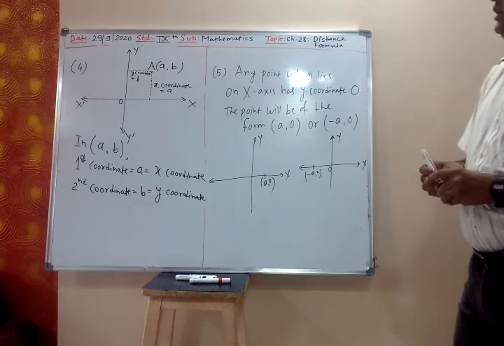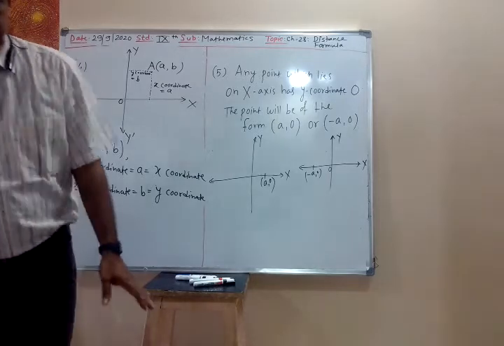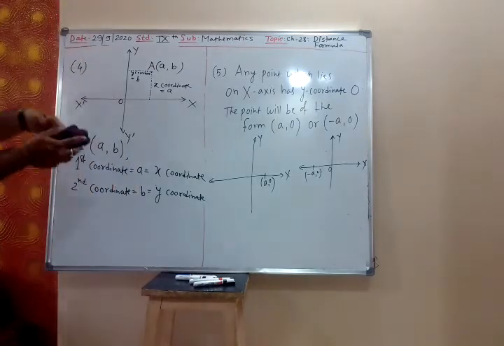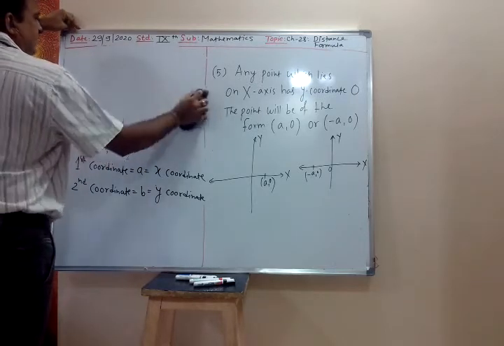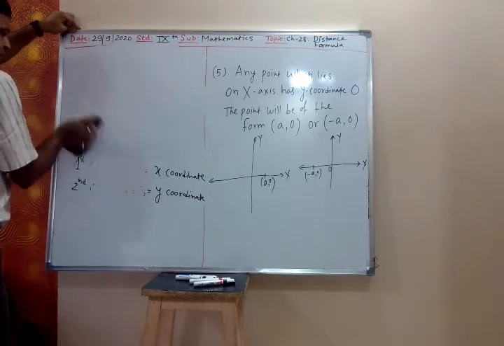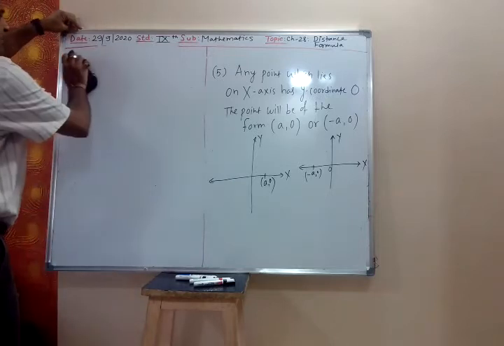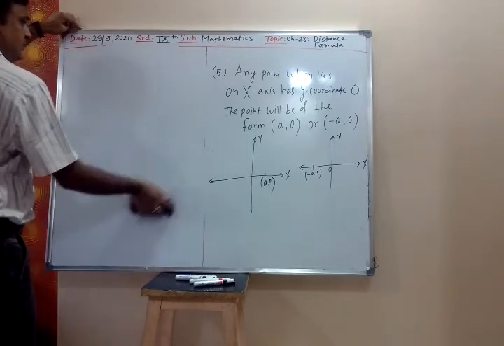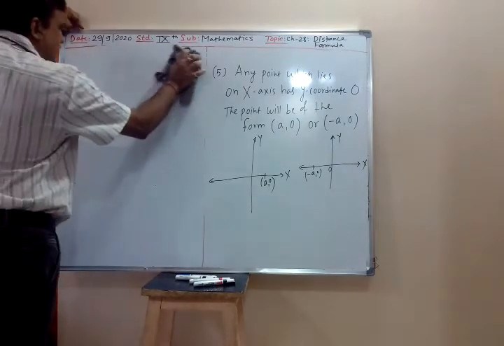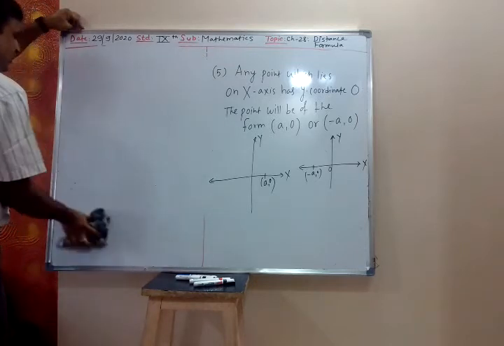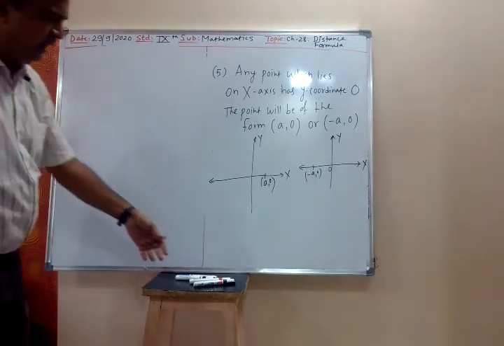So any point which lies on x-axis must have y coordinate 0. Y coordinate 0 means it is a point on x-axis. If x is positive, it will be on the right side. If x is negative, it will be on the left side. So remember this point: if you see the second coordinate or y coordinate 0, immediately you have to take that point on x-axis. If A is 0, then it is the origin.